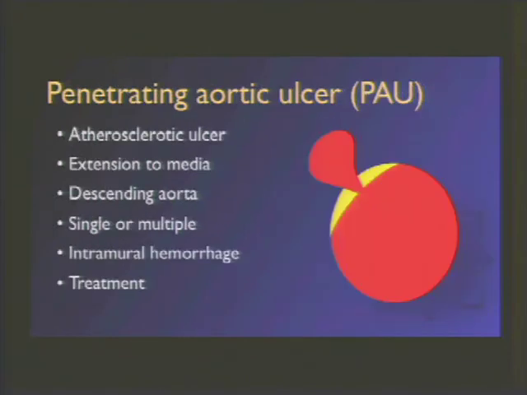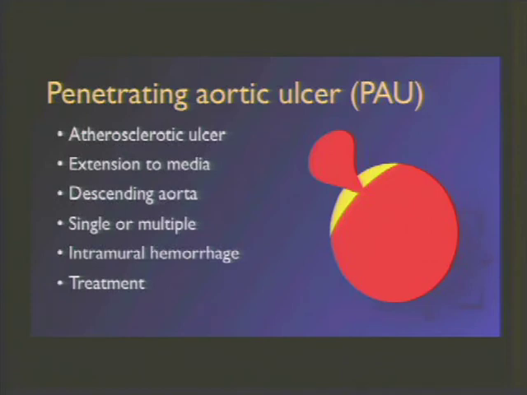Switching to penetrating aortic ulcer, it's a penetrating atherosclerotic ulcer. Basically, there's an intimal tear with extension into the media. It's more common in the descending thoracic aorta. It could be single or multiple, and it could be associated with intramural hematoma.